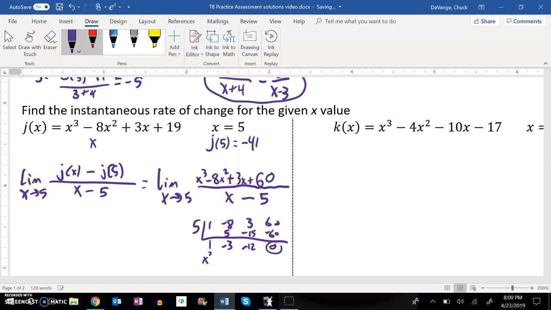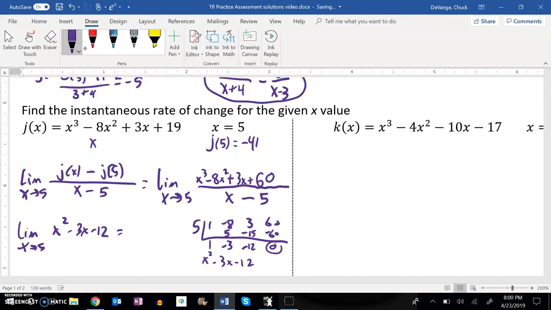So what I have left is an x squared minus 3x minus 12. So if I take this thing divided by x minus 5, I get that. So I can just take the limit as x approaches 5 of x squared minus 3x minus 12, because that's equal to this. You know, this just patches that hole at 5 when x is 5.